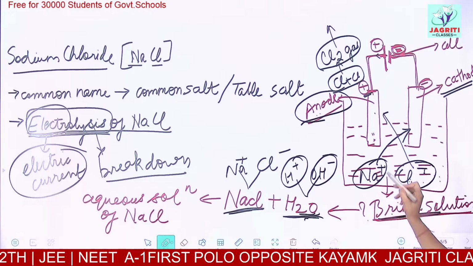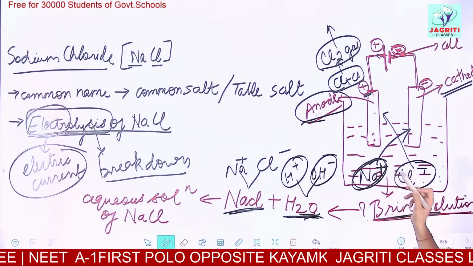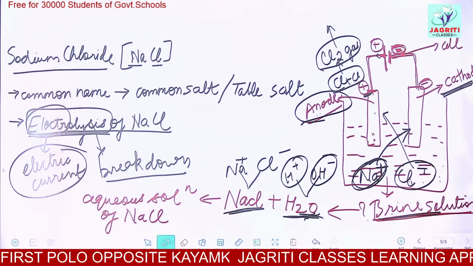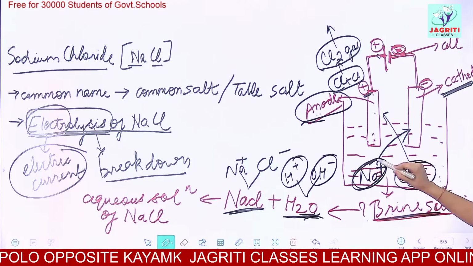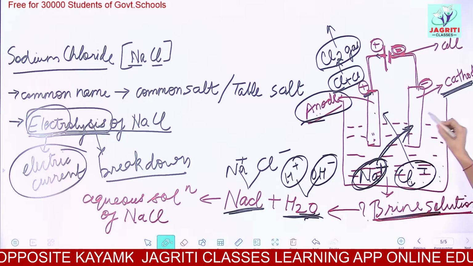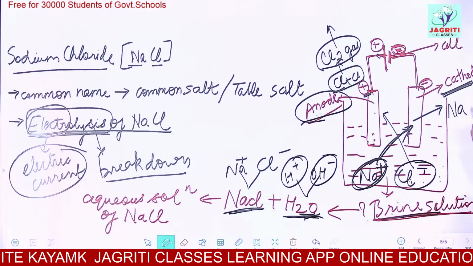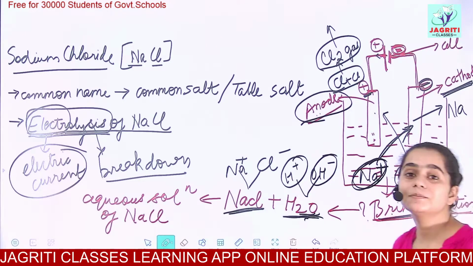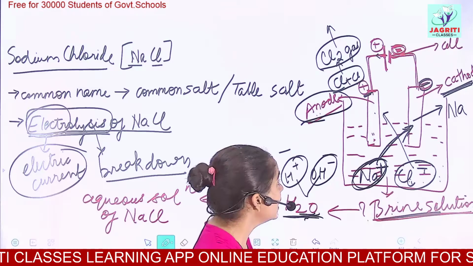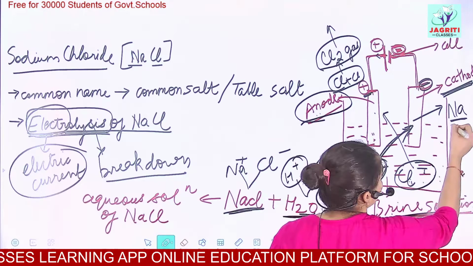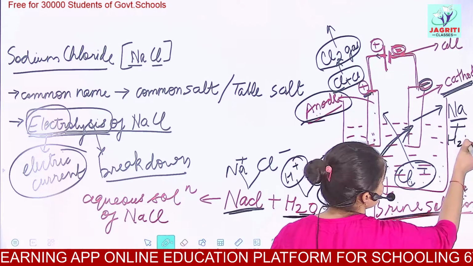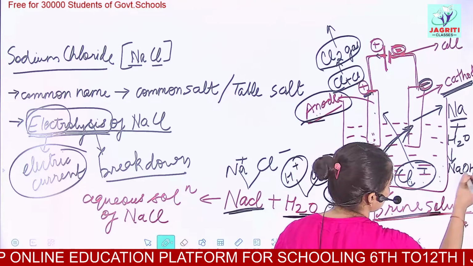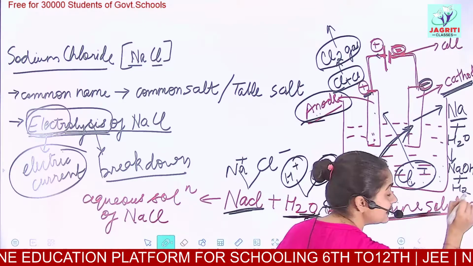Similarly, when Na plus, it is positively charged, so it would be attracted to the negative electrode, that is cathode. And when this Na plus migrates to cathode, then it becomes Na. That is, it takes one electron and becomes Na in solid form. And when this Na reacts with the water molecule, it forms NaOH, sodium hydroxide. With it, hydrogen gas is evolved.